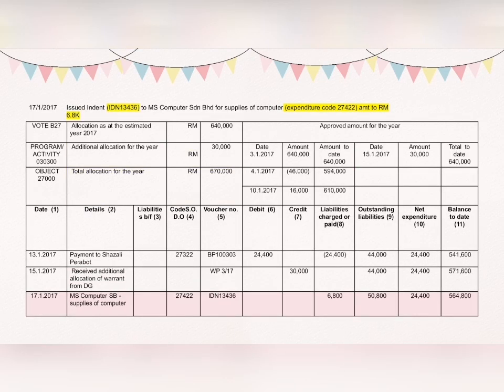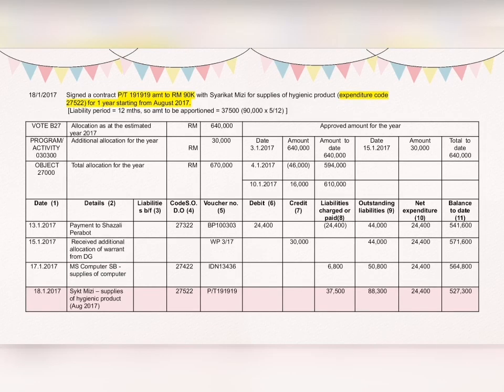Okay, moving on to the next transaction. An indent is issued to MS Computer for the supplies of computer amounted to 6,800 ringgit with the expenditure code 27422. So indent is like a purchase order by the government for goods from a foreign supplier, and therefore this is a liability. What type of liability? Right, this is a direct liability, and liability will affect part 3, and the column that will be affected is the basic columns, and then record the amount under liabilities charge, increase the outstanding liability by 6,800, and then copy down the expenditure amount, and finally the balance to that is decreased to 564,800 ringgit.